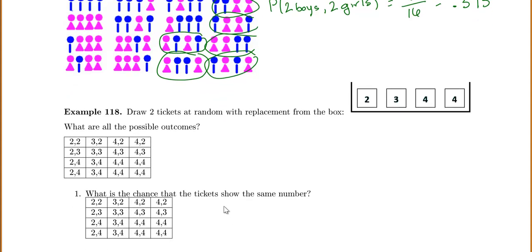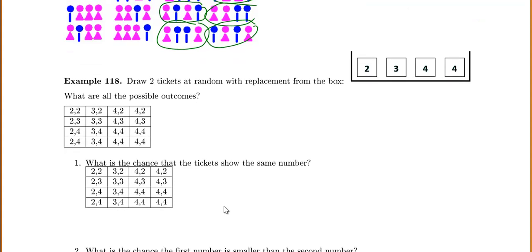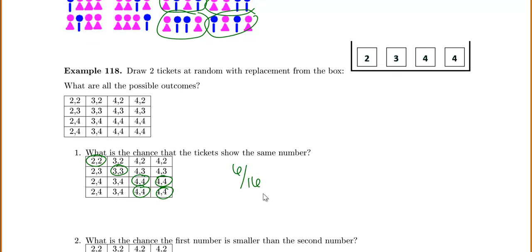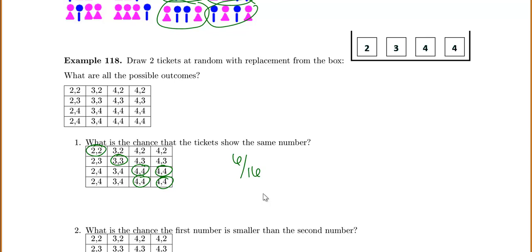Number 1, what is the chance that the tickets show the same number? What I'm going to do is just look at it and see which outcomes have tickets with the same number. So it's 2 and 2, 3 and 3, and then 4 and 4 four times. I believe that's it. So there are 6 out of a total of 16.